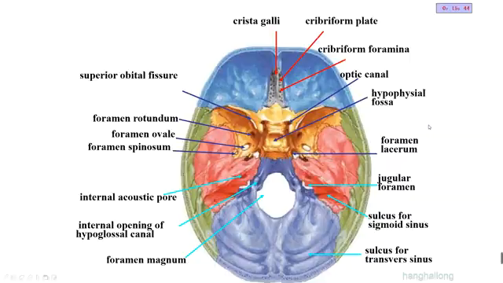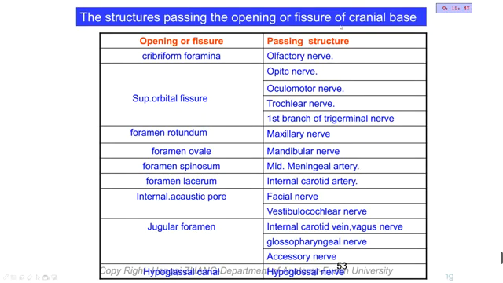We'll repeat them again. Okay, this table shows us all the structures passing through the different openings on the base of the skull, and you'd better study them by yourself after the class. You can see all the details. The left side is the name of the opening, and the right side is the structure passing through them.